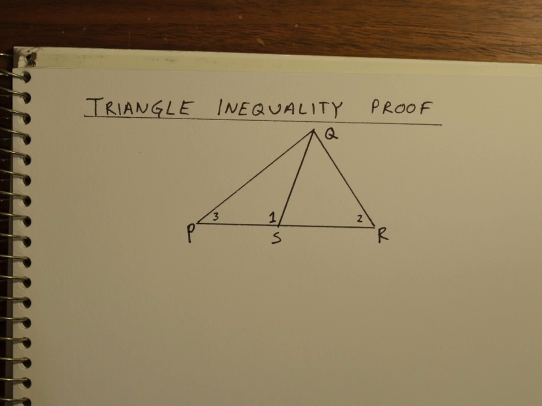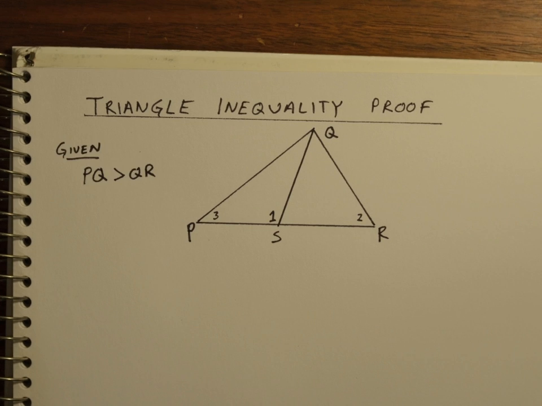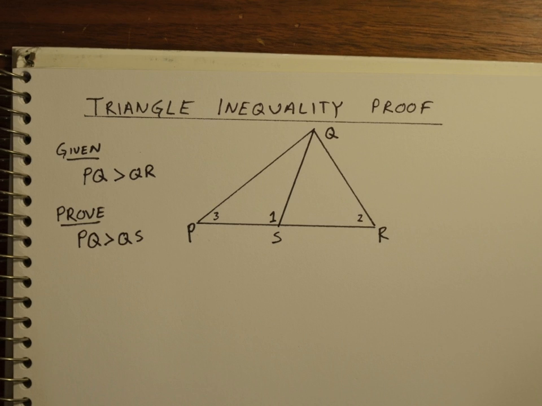Let's say that we've got angles 1, 2, and 3, and we are given that segment length PQ is longer than QR, and our task will be to prove that PQ is greater than QS.